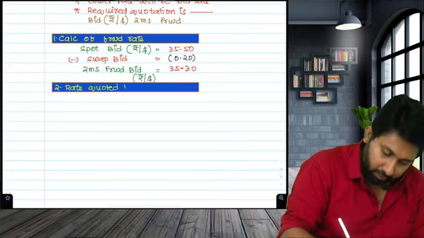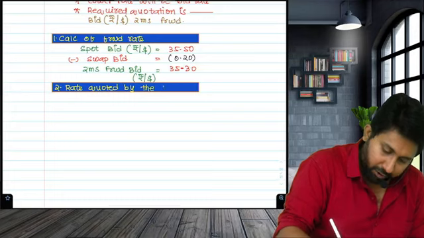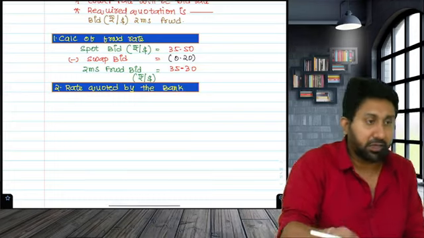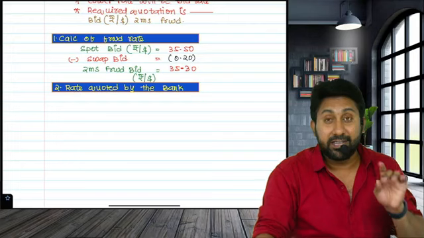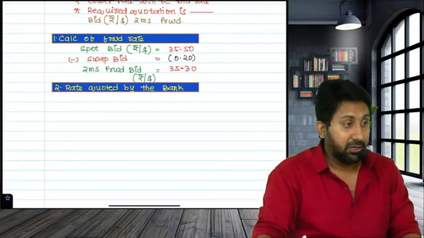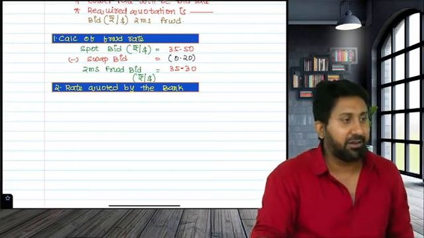Rate quoted by the bank. So 35.3 is the same in any bank. If you go at the time to any bank, they will give 35.3.